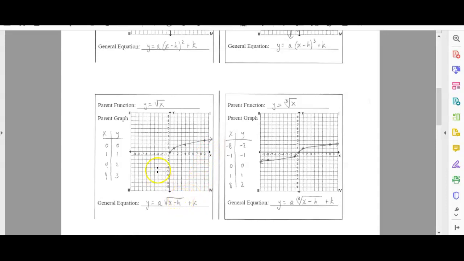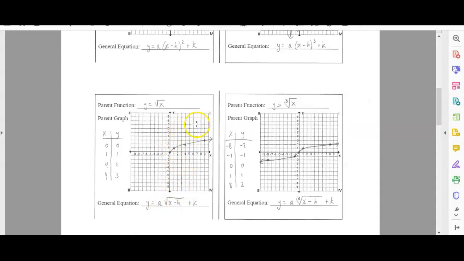When I shift it horizontally, this start point at 0, 0 would move along the x-axis. So if I had x minus 2, then I would use x equals 2 to create a 0 as my start point, so it would move over to the right. The k value is going to shift it vertically like it always does, and so we would see this starting point shifting around the grid based on what h and k are. The a value does the same thing as it does with a parabola. It stretches it out away from the origin.